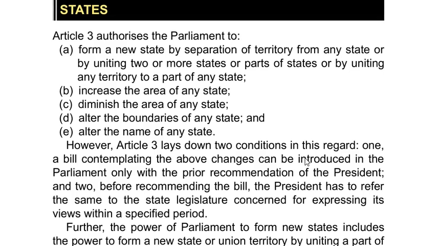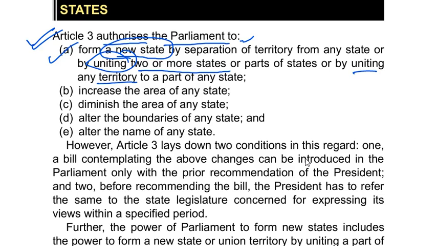Now, Article 3. Article 3 also is related to the authorization of the Parliament on certain grounds. What are those grounds? Now, Parliament can use its power under Article 3 in order to bring some changes in the already existing states as well as the union territories. Now, Parliament can form new states, can unite two or more states, and can also unite two or more union territories to form a new state.